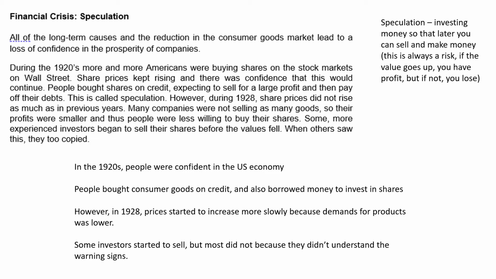During the 1920s, more and more Americans were buying shares on the stock market on Wall Street. The share prices kept rising, and there was confidence that this would continue. So because people thought that the share price would keep going up, they bought shares on credit. That means they borrowed money from the bank. If they had 10% of the cost, they could borrow the other 90%. They expected to sell their shares a year or two later for a large profit, and then they would pay back their debt and they would keep the extra money for themselves. This is called speculation.